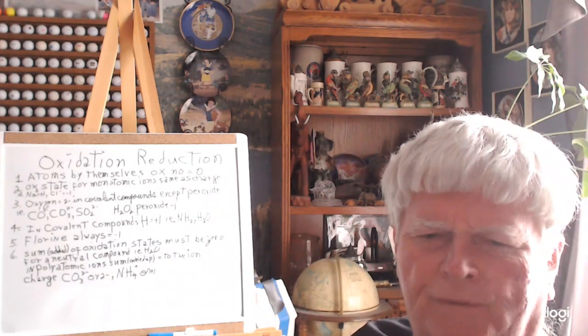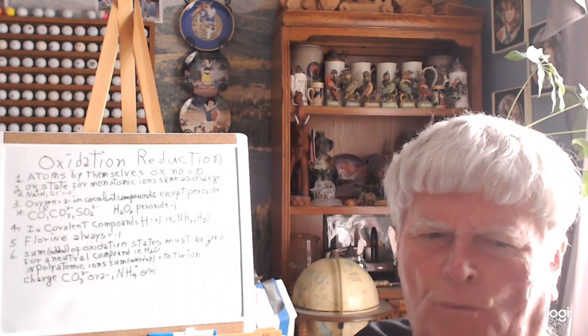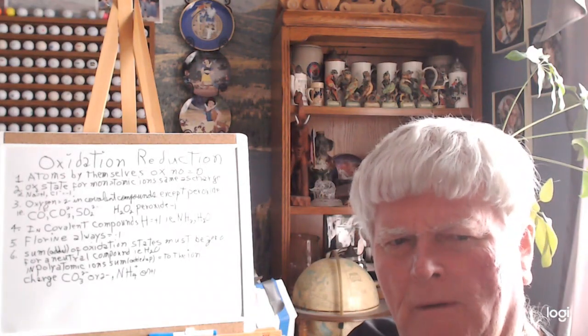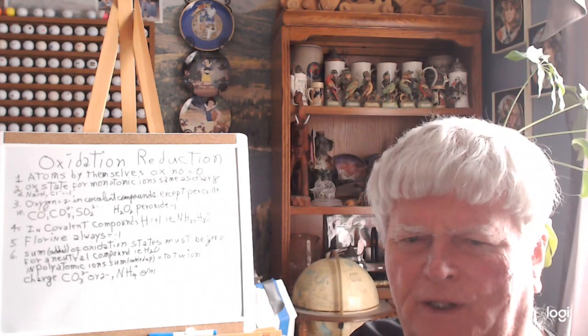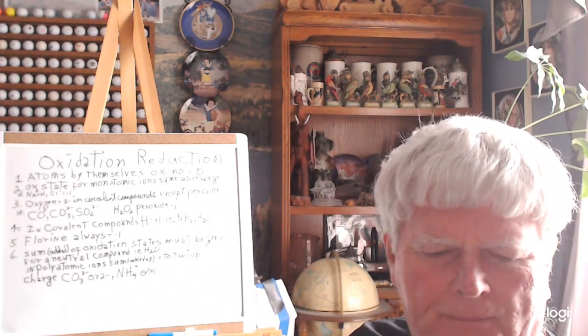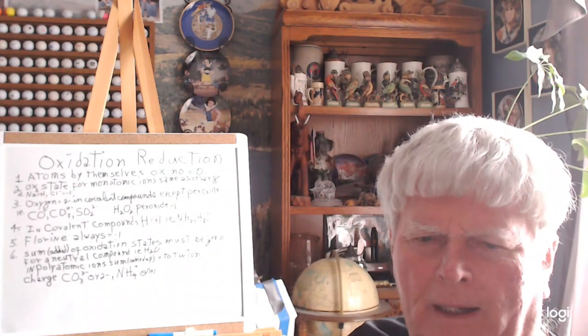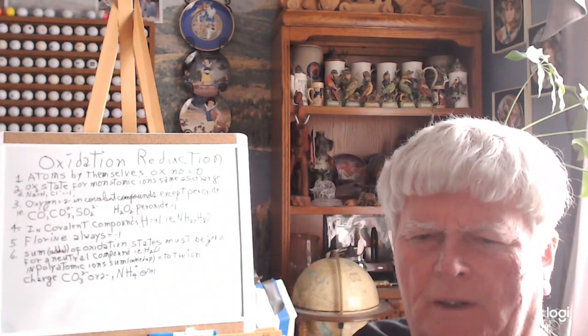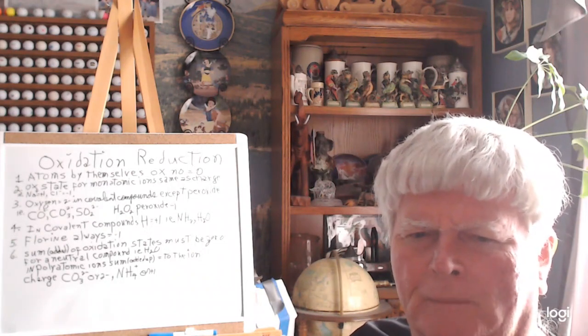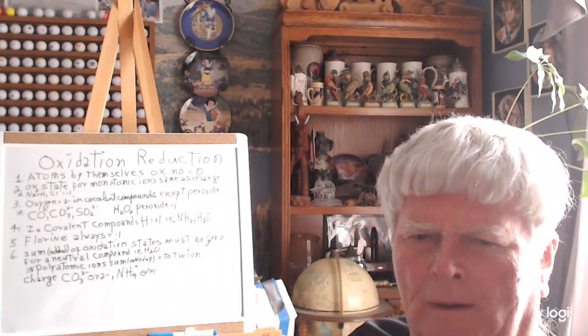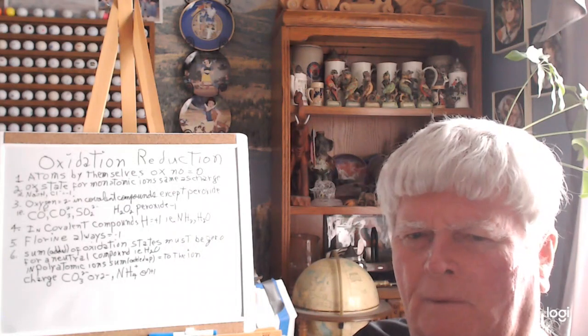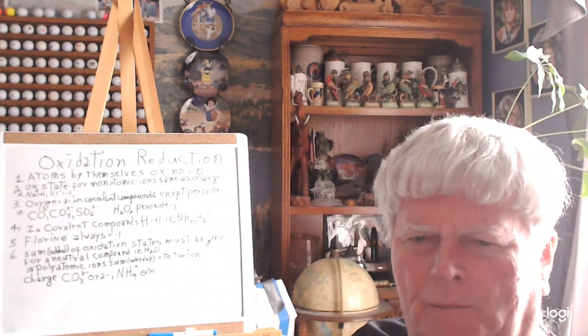Number 5, fluorine is always -1. Now, that should be something that sticks in your craw because it's the only exception. Fluorine is always -1. Number 6, the sum of the oxidation states must always equal 0. As I indicated in the illustration at the first of this, with the example, the 8 electrons on the oxidation side have to balance out with the 8 electrons on the reduction side.